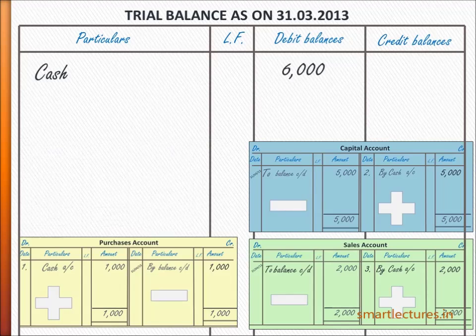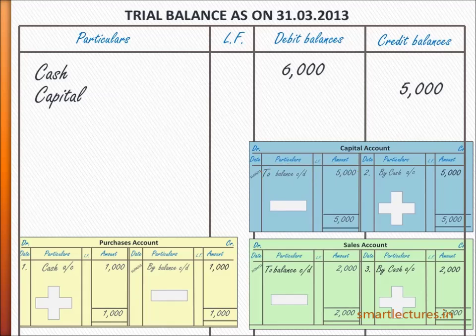Then come to the capital account. To balance c/d, rupees 5,000. It means capital is carrying a credit balance. So this balance c/d will be transferred to the right hand side of the trial balance. Capital account, rupees 5,000. This is the closing balance of the capital account.